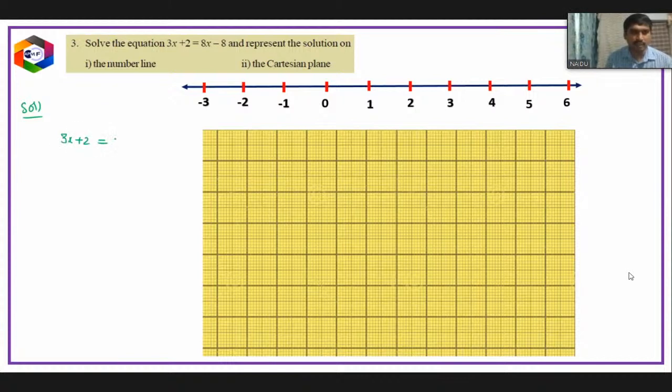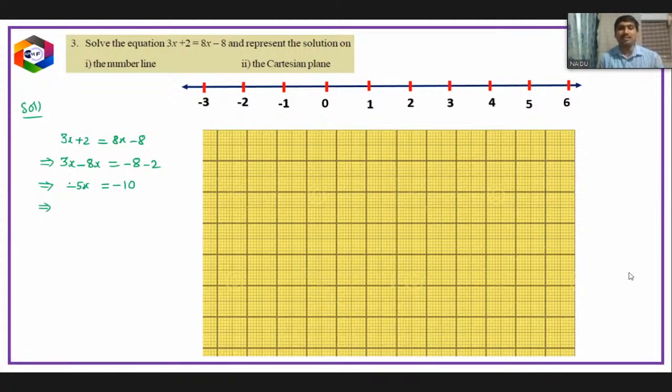3x plus 2 is equal to 8x minus 8. To solve this, first let us bring the constants to one side and the variables to the other side. On the left side I am bringing the variables. 3x is already on the left-hand side, plus 8x upon bringing to the left-hand side becomes minus 8x. Minus 8 is already on the right-hand side, plus 2 upon changing becomes minus 2. So 3x minus 8x is minus 5x, equal to minus 10. Since the negative sign is on both sides, let us multiply by minus on both sides. Now it will get cancelled. So 5x equals 10, or the value of x is 10 by 5, which equals 2.